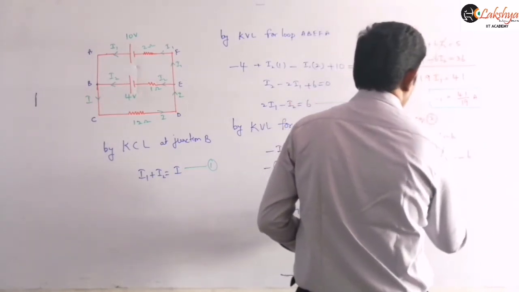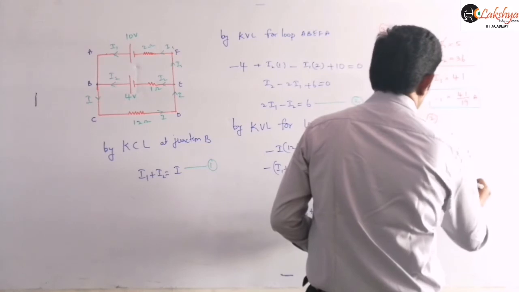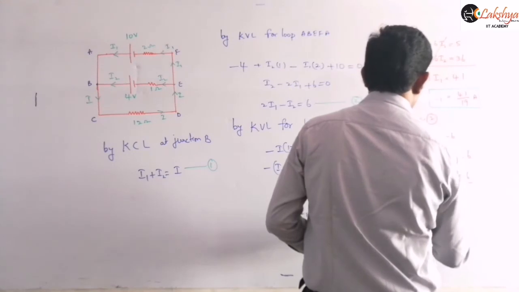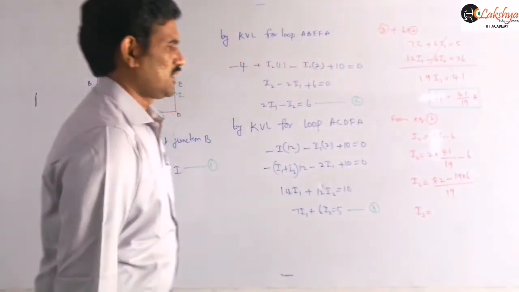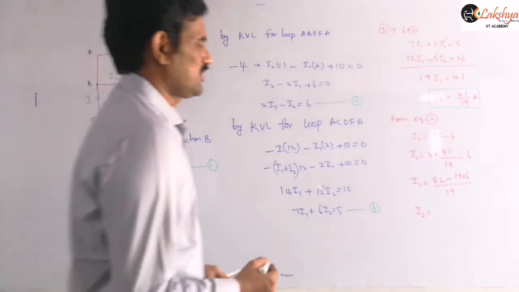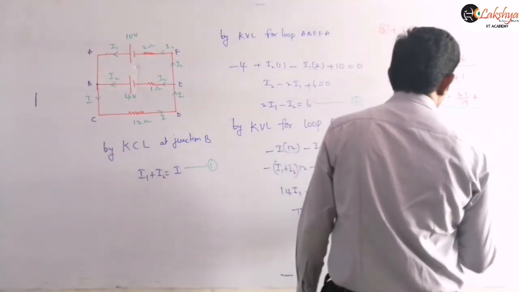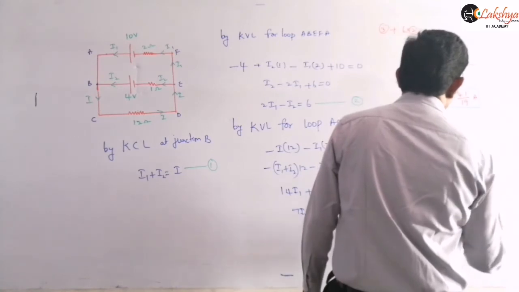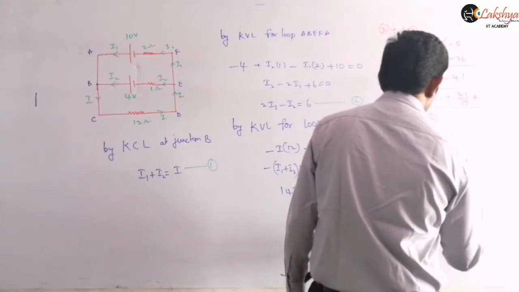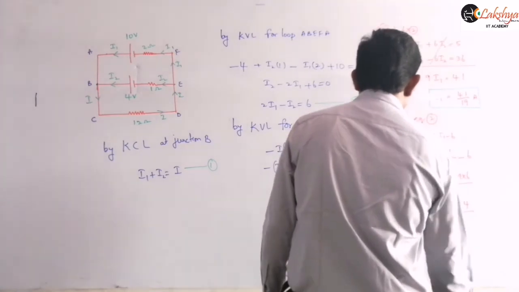Therefore it is 82 minus 19 into 6 by 19. Now we can observe this. 19 into 6, that is nothing but 114, so I can write this as 82 minus 114, right, by 19. And so now we can observe this. Now we are getting this I2 value as negative here.